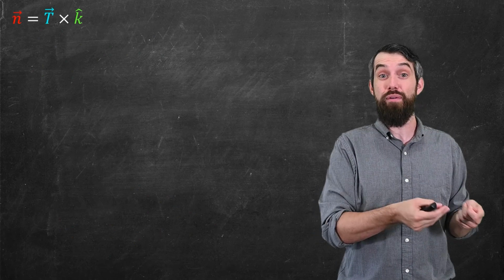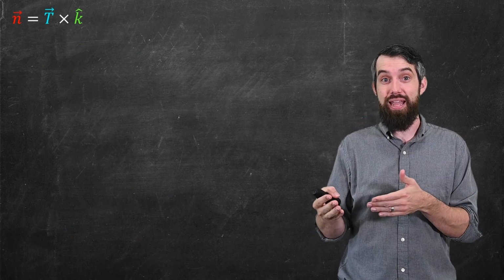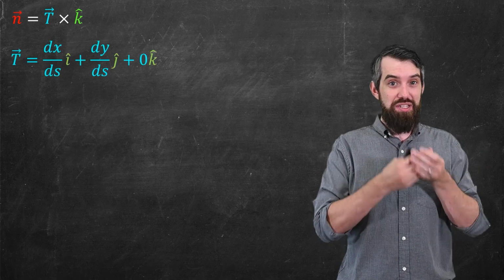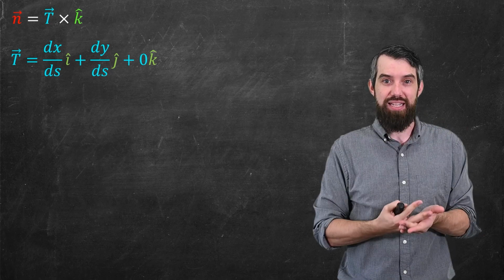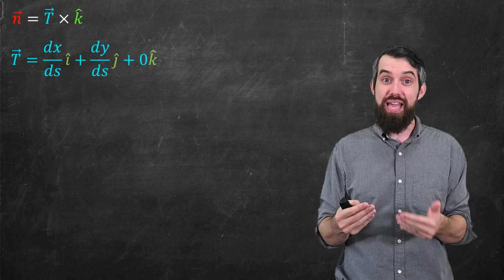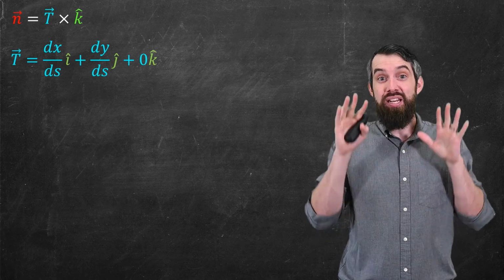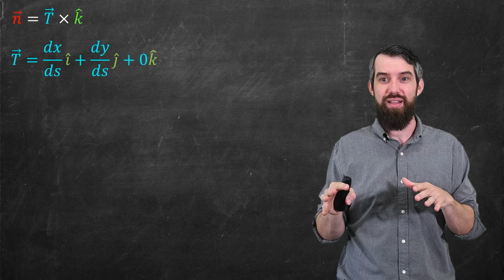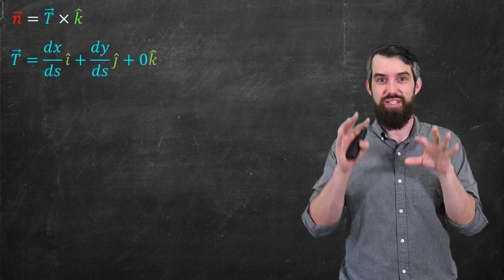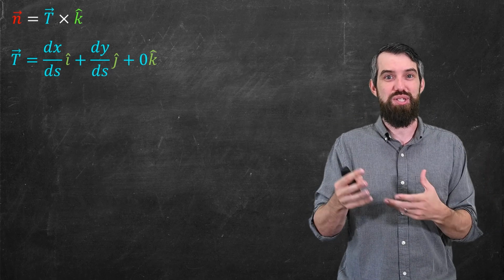Anyways, what we've got is that the normal vector is the unit tangent vector crossed with k-hat, and now our goal is just to compute out what this is. The unit tangent vector was defined to be dr ds, and component-wise that means it's dx ds in the i-hat, dy ds in the j-hat, and because it is in the xy plane, 0 in the k-hat. Imagine my original curve was living down in the plane with no z component. The z component was just there as a sort of artifact to be able to do this computation.